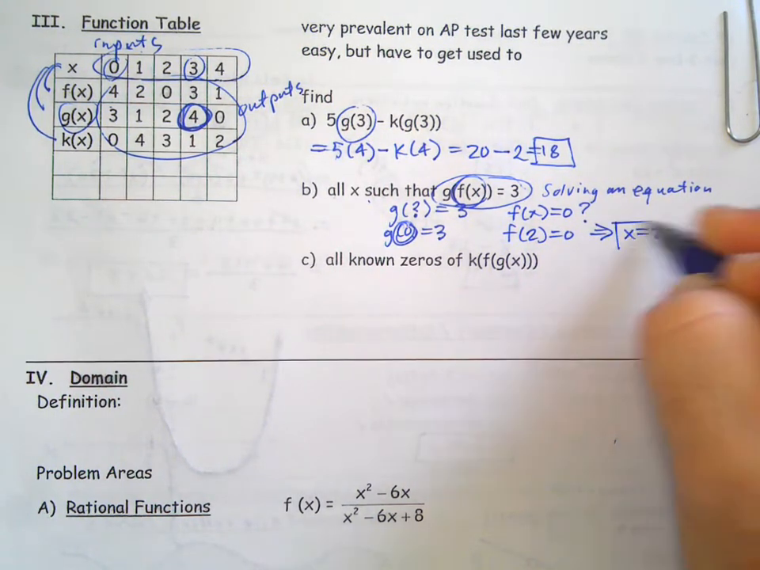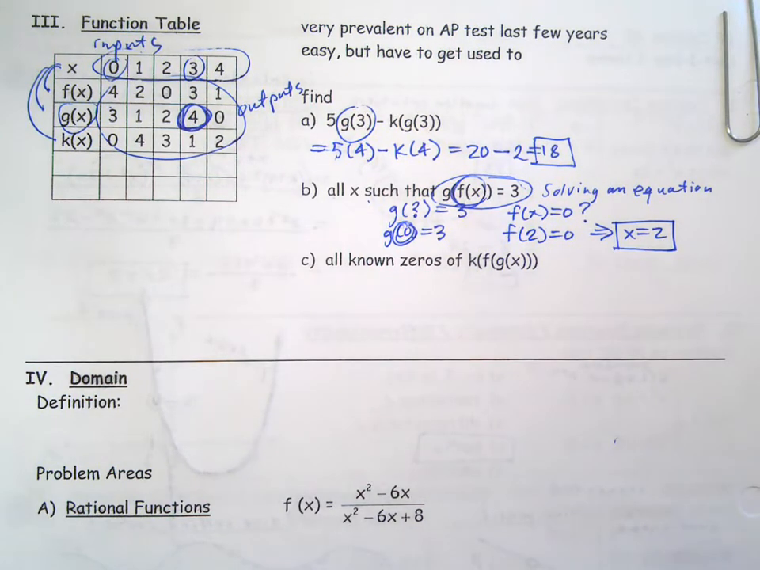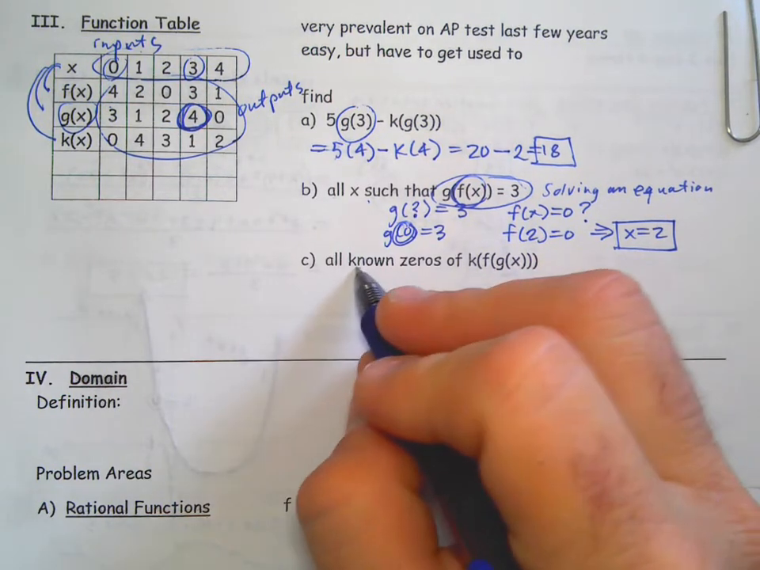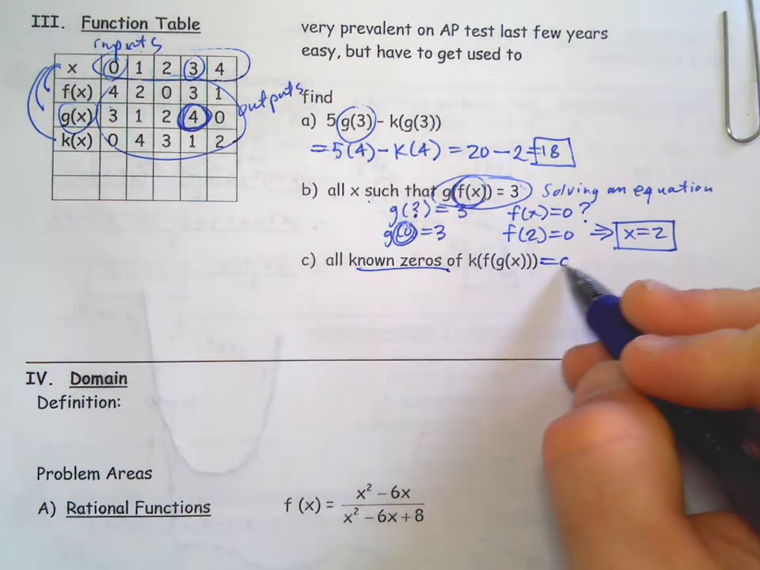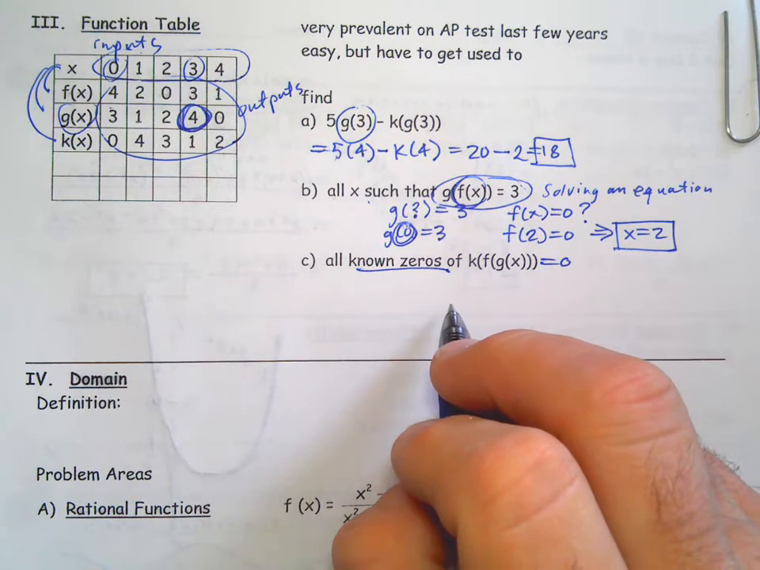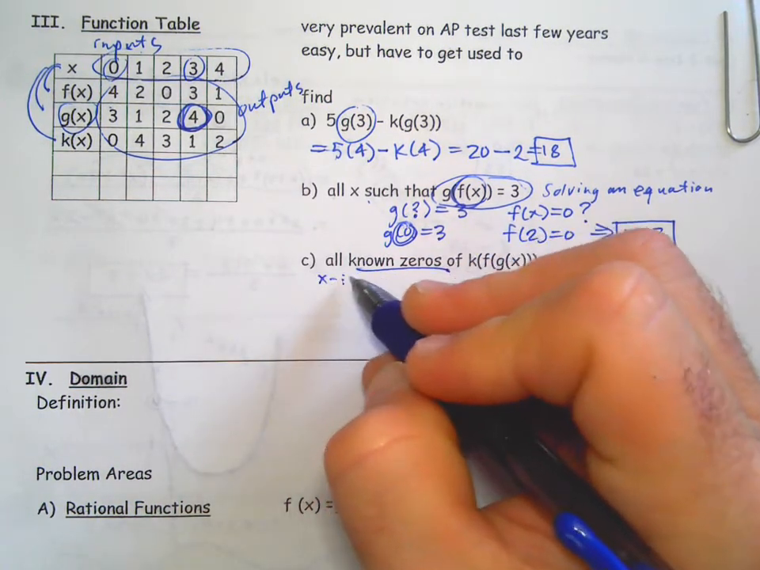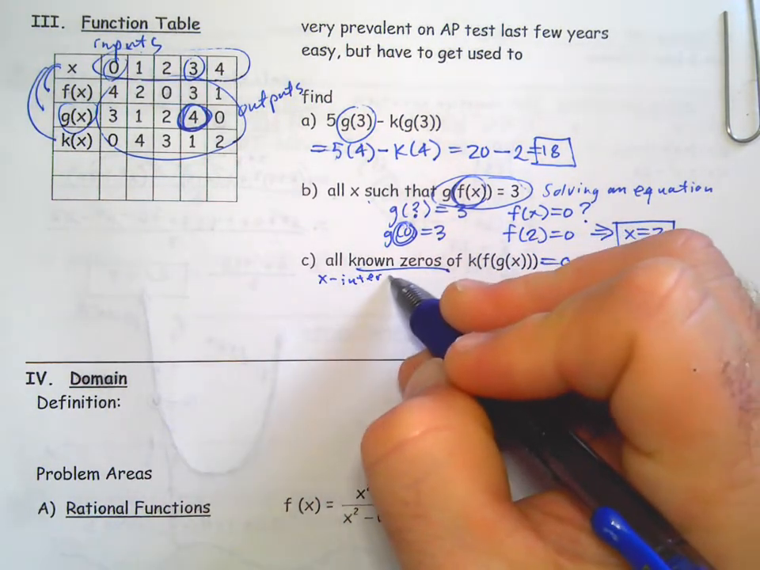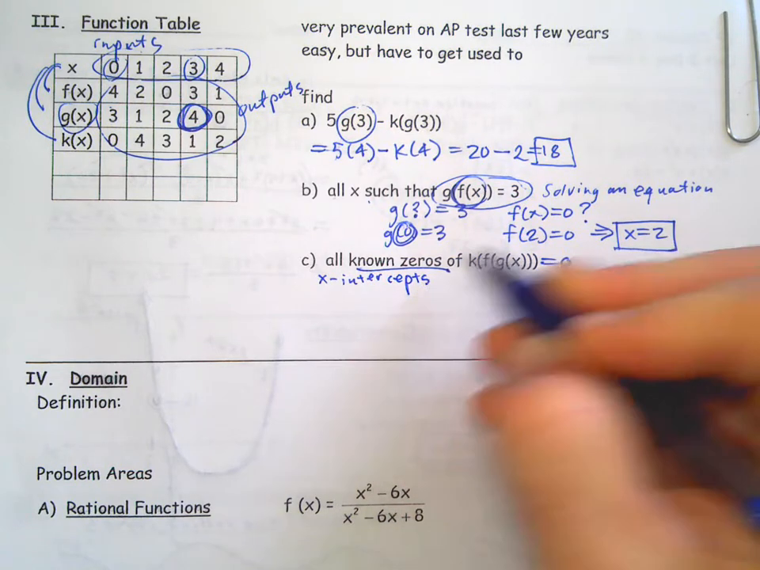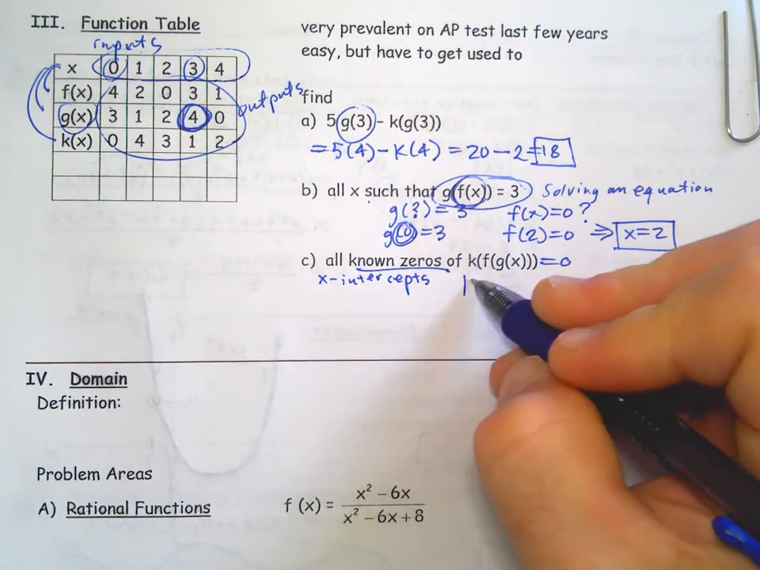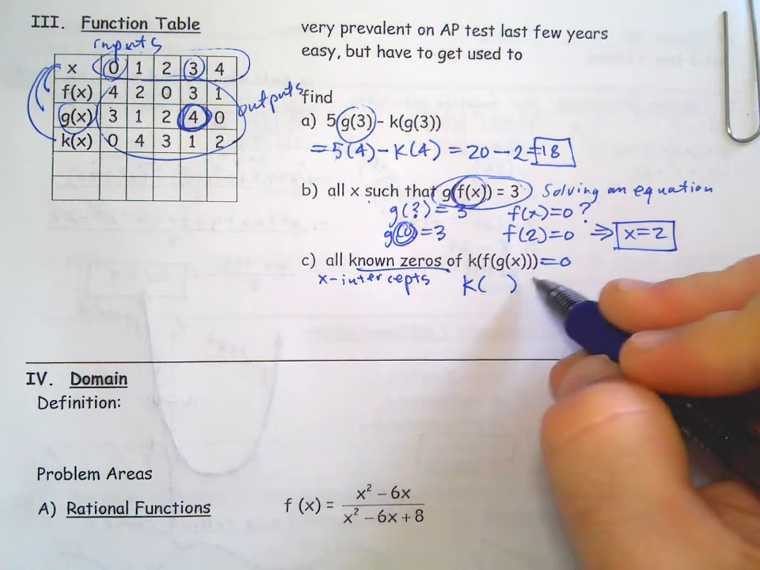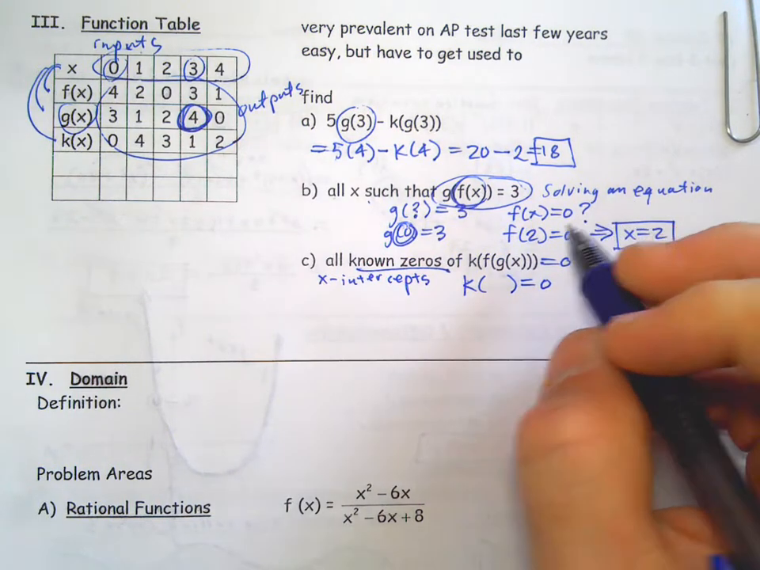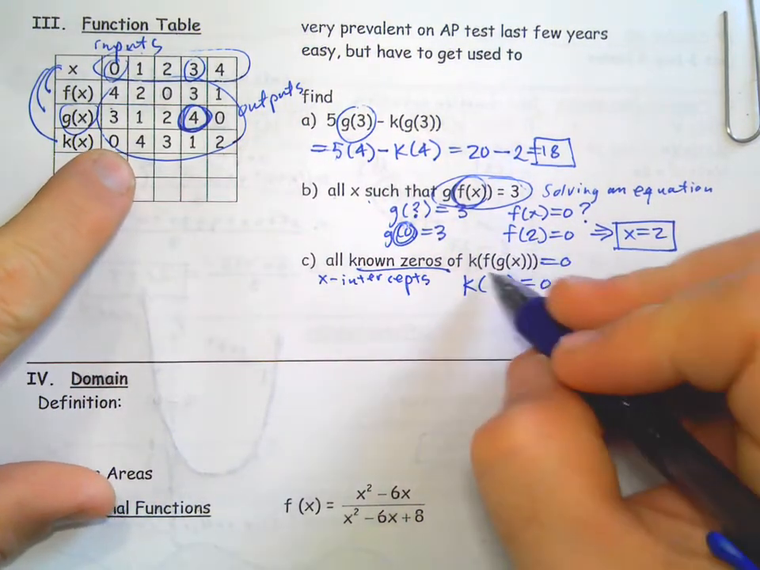Now, these are solving equations, so it makes sense to use variables. So anyways, that's kind of a weird way of solving equations with the table, kind of working backwards. All the known zeros, well, that means that this has to equal 0 for the whole function. These are like the x-intercepts, the roots, right? So we want to first start with the outermost and say, what do you have to plug into k to get 0? So you look over here and you say, well, you plug 0 in.